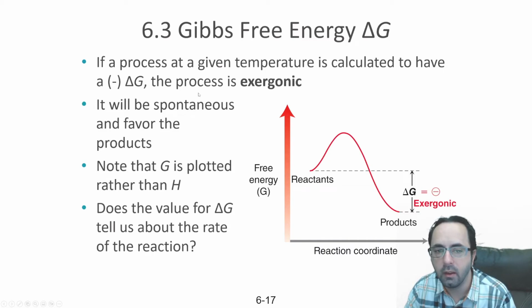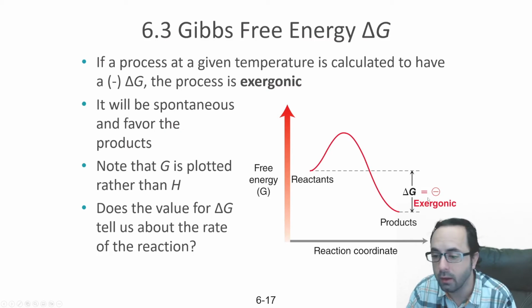If a process has a negative delta G, that means it's spontaneous, and we say that the process is exergonic. So now we're focusing here on delta G, free energy, on the vertical axis. That tells us whether the reaction is spontaneous or not. Again, if delta G is negative, that means it's a spontaneous reaction. If delta G is positive, that means it's non-spontaneous.